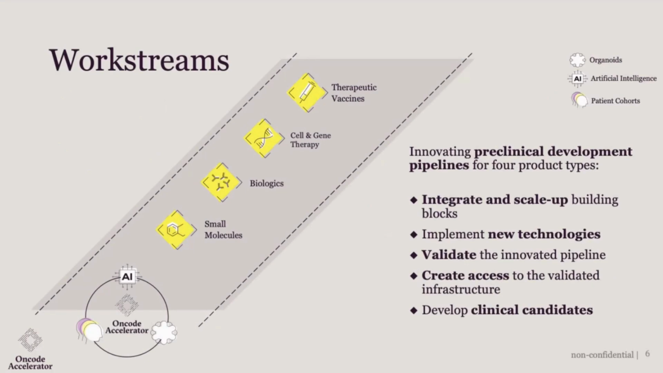We focus on 4 different work streams that represent 4 key types of cancer therapies: therapeutic vaccines, cell and gene therapy, biologics, and small molecules. And by overlaying the innovation platforms over these work streams, that's how we aim to accelerate the development of cancer therapies.